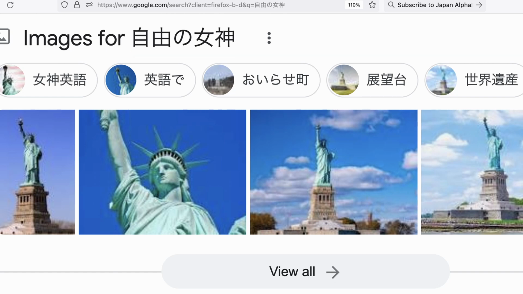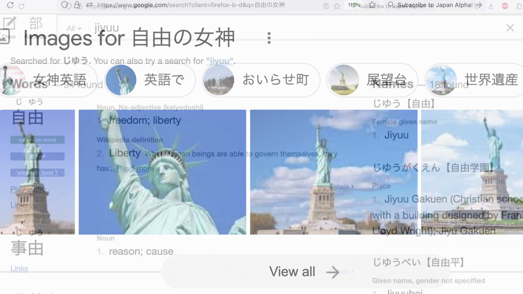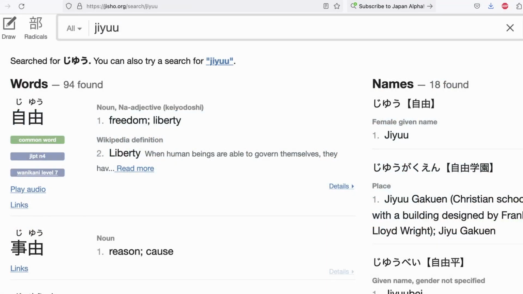Yeah, I know in Western culture the Statue of Liberty is not considered a goddess, but that's how you say it in Japanese. Now, if you're wondering why I'm even talking about the Statue of Liberty, it's because I need you to know the yu from jiyu. It's important that you know that this character means freedom and that it's pronounced yu. Because if you know that, then you have a hint on how to pronounce this word.